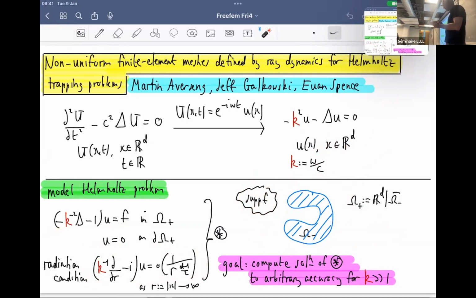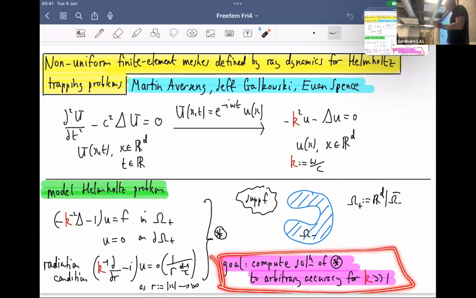And my goal, I've put in purple here, is to compute the solution of star. Right? So star is this problem. And the reason I want to compute the solution is that only in the simplest possible case, where this obstacle is a ball, can I somehow write down the solution explicitly. So in general, I want to compute an approximation to the solution. And I want to have arbitrary accuracy at arbitrarily high k, arbitrarily high frequency.